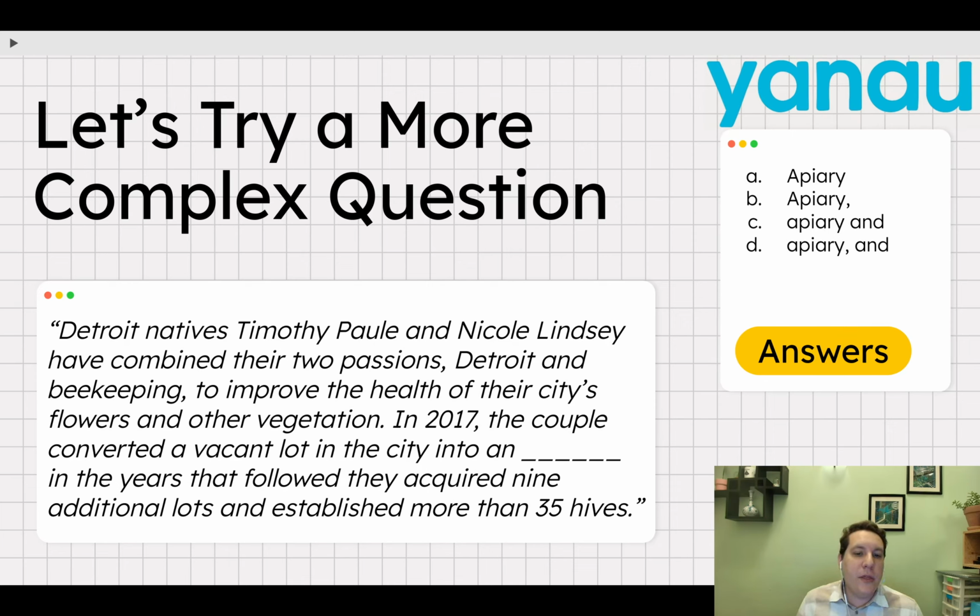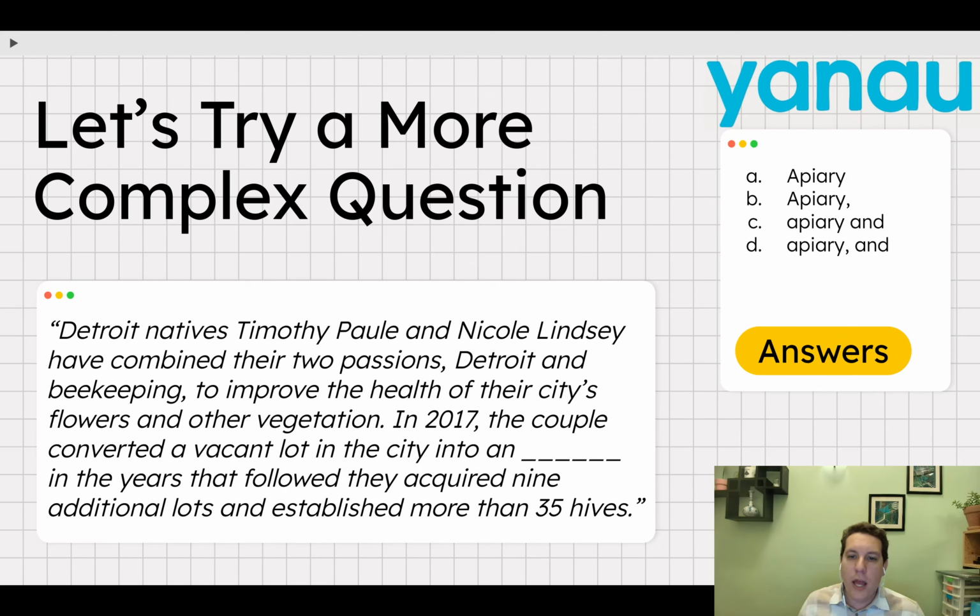Detroit natives Timothy Paul and Nicole Lindsay have combined their two passions, Detroit and beekeeping, to improve the health of their city's flowers and other vegetation. In 2017, the couple converted a vacant lot in the city into an blank. In the years that followed, they acquired 9 additional lots and established more than 35 hives.